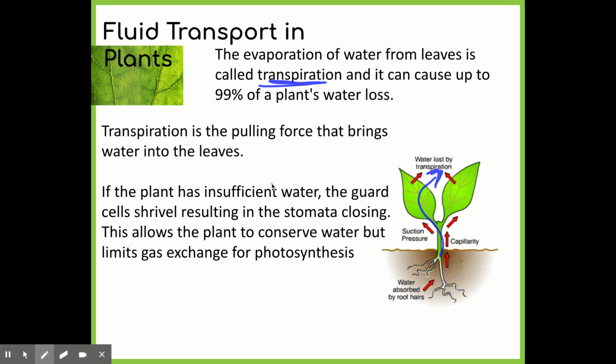And so as it leaves, it pulls more up and pulls more up, kind of like a straw. If the plant has insufficient water, let's say it doesn't have enough water for photosynthesis to occur, the guard cells actually close up because they shrivel because there's not enough water. And when they shrivel up, the stomata close, and that means that no water can be lost anymore. So it's conserving it, and it also limits gas exchange, which also means that photosynthesis isn't going to occur. So that water is key because if it doesn't have enough water, the stomata close up, no gas exchange, no photosynthesis.